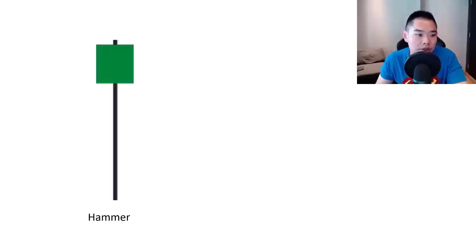One is called the hammer. So what is a hammer? For those of you who do not know, a hammer simply tells you that the buyers are temporarily in control, because this is the opening price of the hammer. So let's say if you look at this hammer, it's on a daily time frame. Okay, this is what it's going to mean.